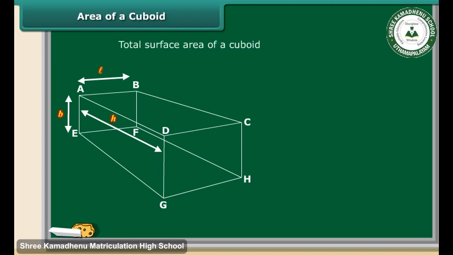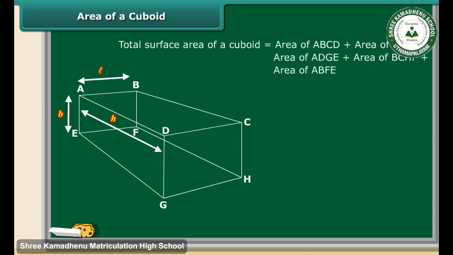Then the total surface area of the cuboid is equal to the sum of the areas of six faces ABCD, EFGH, ADGE, BCHF, ABFE, and DCHG, which is LH plus LH plus BH plus BH plus LB plus LB. Therefore, the total surface area of a cuboid is equal to 2 into (LB plus BH plus HL).